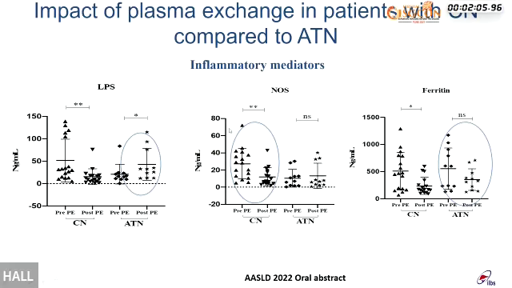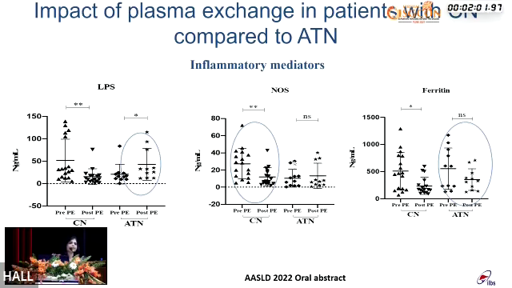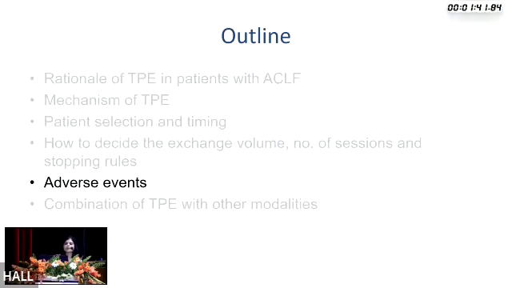And if you compare the outcomes of plasma exchange in cholemic organ dysfunction versus ATN, the two phenotypes of structural AKI, we see that ATN patients have worsening of endotoxemia, worsening of vasodilatation because of worsening in the eNOS levels, and a lower reduction of ferritin. So again, distinct phenotyping of the kidneys is very important if you have renal dysfunction and are using plasma exchange.